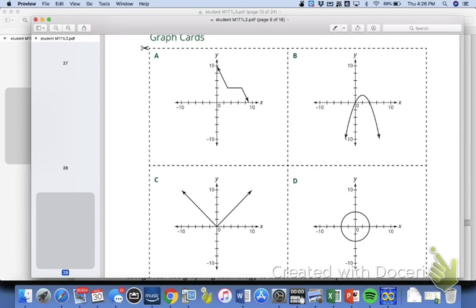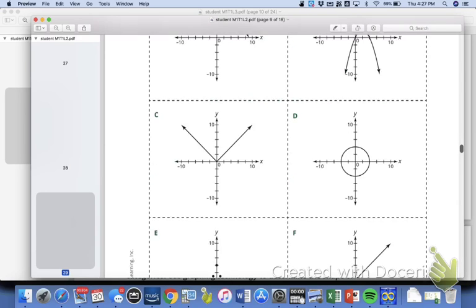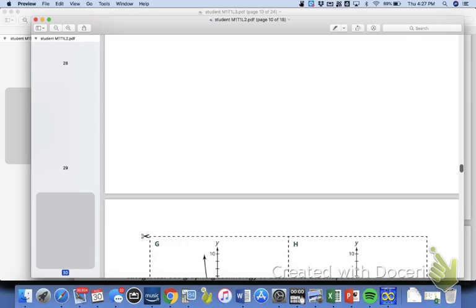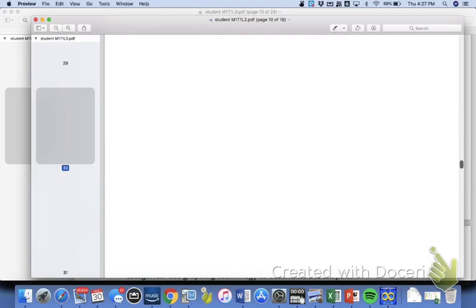Hey guys, so in class today we began the process of learning about function families. Those are all the different types of functions that there are. And this is going to be quite a lengthy process. We're going to spend several days on it. And the first thing we had to do was go through all of our function cards that we're going to be using throughout the course of the week.